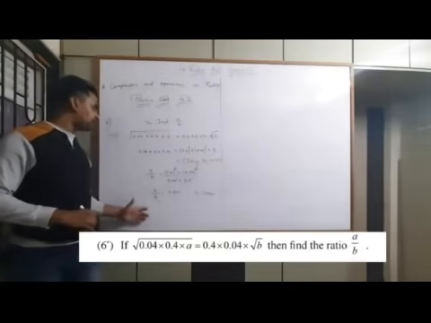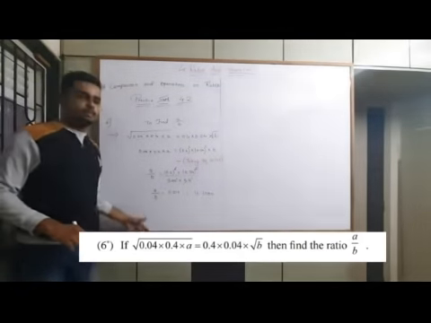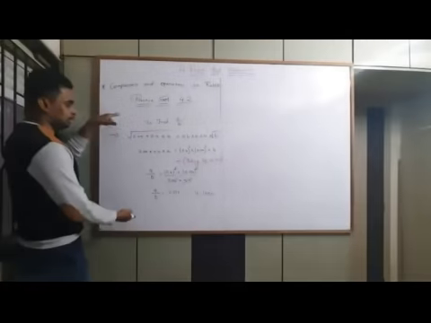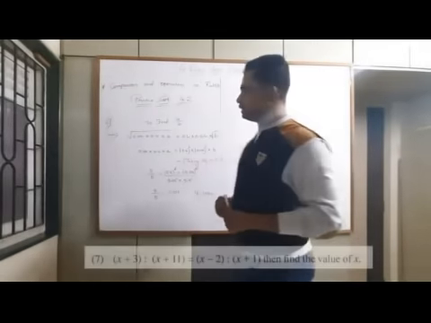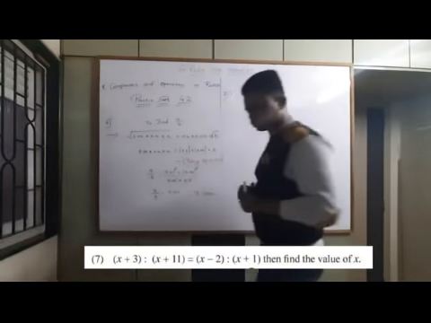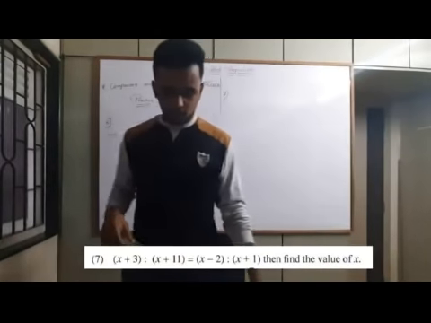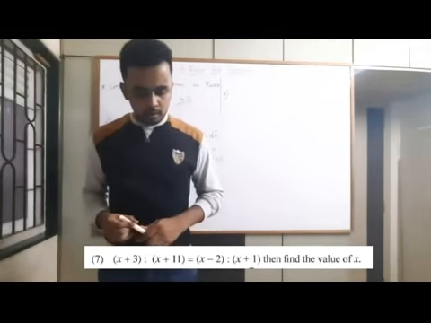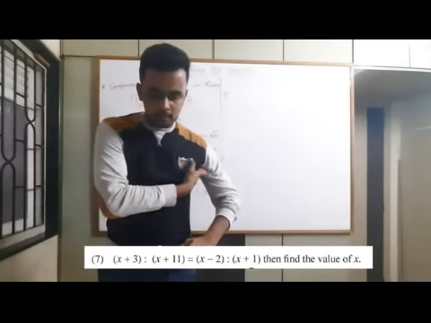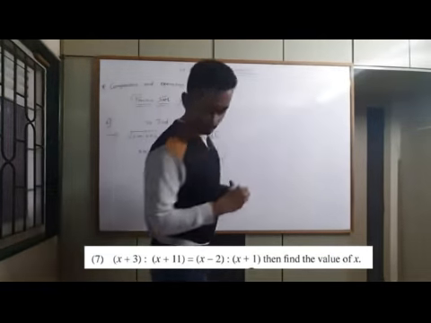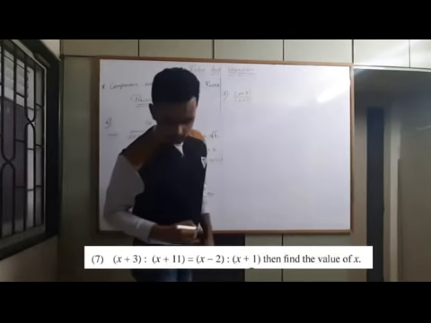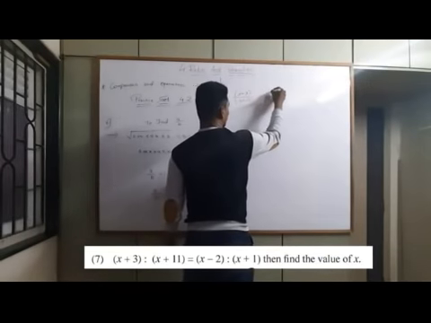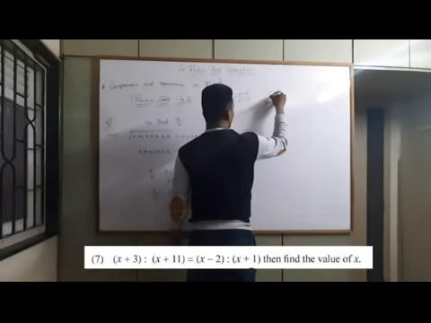This is how we calculate the 6th question of the practice set 4.2. A star mark question, and what we have to do is only 4 steps. Now let us see the last question that is there in the practice set, that is practice 7. Here I am given two different ratios. X plus 3 is to x plus 11 is equal to x minus 2 divided by x plus 1. Let us see. X plus 3 divided by x plus 11 is equal to x minus 2 divided by x plus 1.